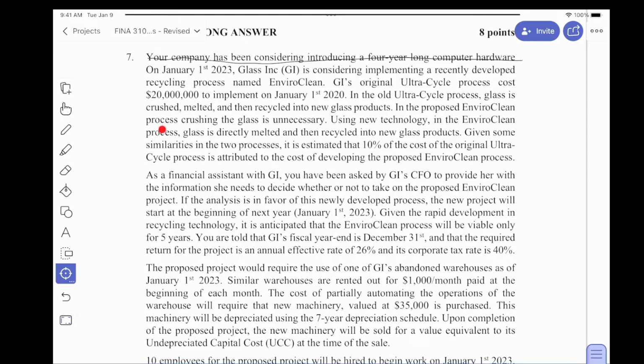Okay, so here you have $20 million, which was the original cost in the past. This is a sunk cost and doesn't go into our analysis, right? So we don't worry about this amount.